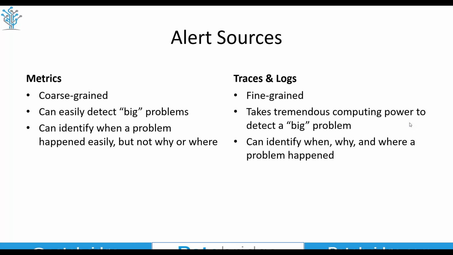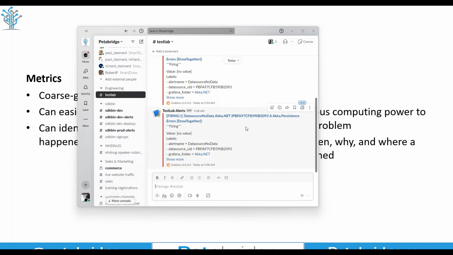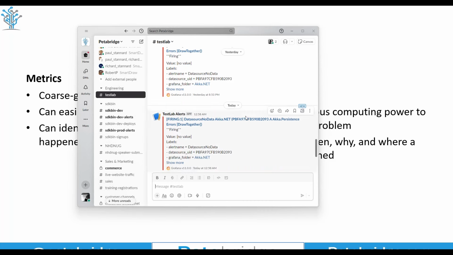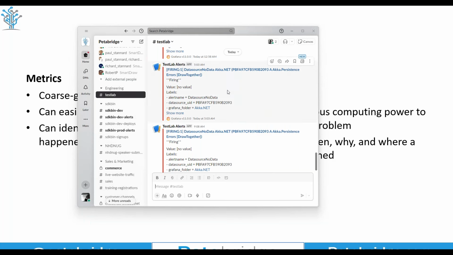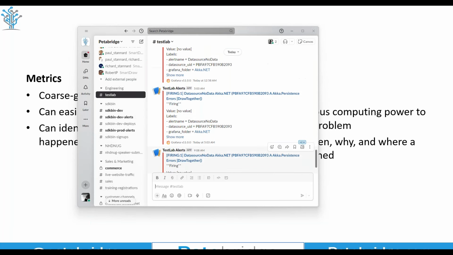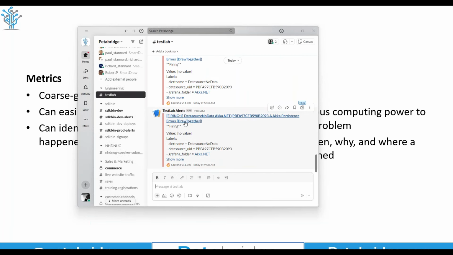Now, let me pull up, a little high risk here, my Slack channel where we have our test lab alerts. These are some Grafana alerts. One of the things I did at 9 a.m. this morning is I fat fingered my database connection string. I intentionally gave it a connection string that resolved to a non-existent IP address.